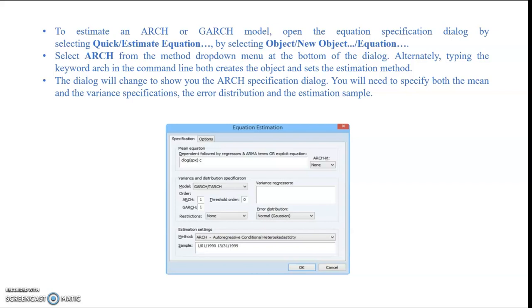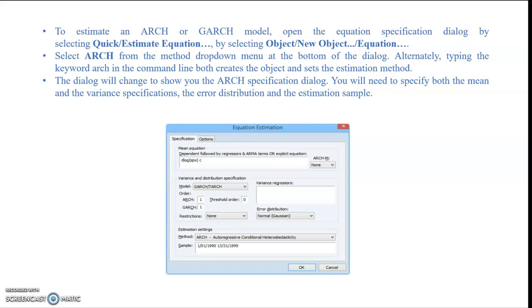So we will open the equation specification dialog by selecting Quick, Estimate Equation, by selecting Object, New Object, and then Equation. Then we will select ARCH from the method drop down menu at the bottom of the dialog. Alternatively, we can also do so by typing the keyword ARCH in the command line. Both create the object and set the estimation method.